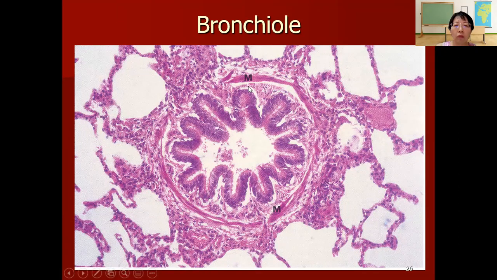So the typical structure of a bronchiole is very easy. You've got the ciliated epithelium, usually cuboidal, okay? And then you've got this smooth muscle ring around the wall. So the rest are connective tissues. That means collagen, elastic fiber, and the cells that produce those fibers, okay?